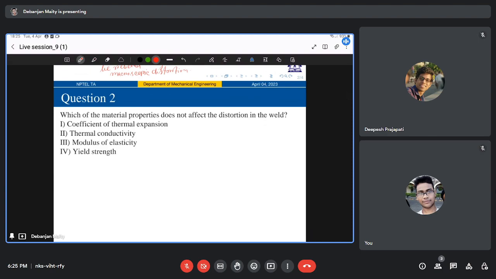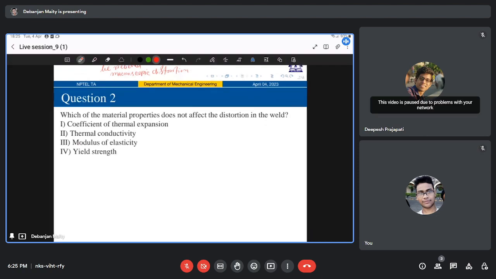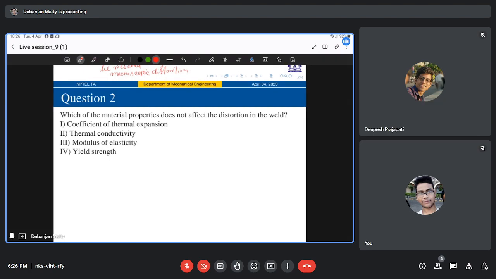It says which of the material properties does not affect the distortion in the weld? So of course we know there are some mechanical properties, there are some thermal properties. So which material properties will not affect your distortion in weld? There is yield strength, modulus of elasticity, thermal conductivity, and then CTE, coefficient of thermal expansion. So what is yield strength? We know, of course, what is yield strength. So how can it affect the distortion in your weld?